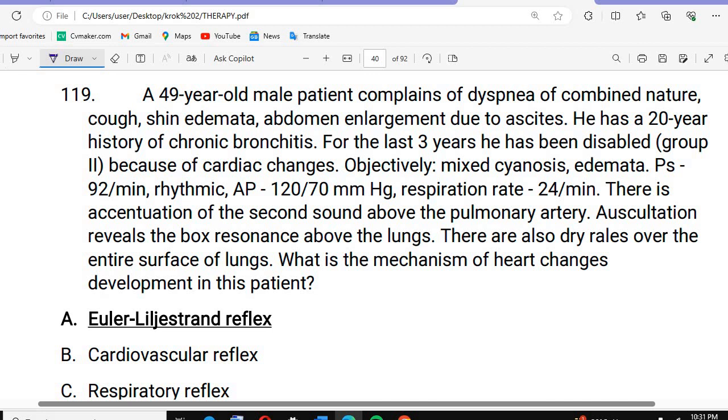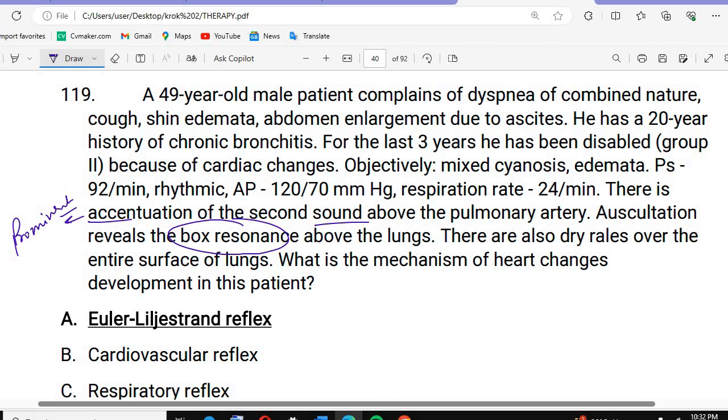There is an accentuation, you can say the prominent also. Meaning here, the prominent one, the second sound above the pulmonary artery. Auscultation reveals the bandbox resonance above the lungs. There are also dry rales over the entire surface.